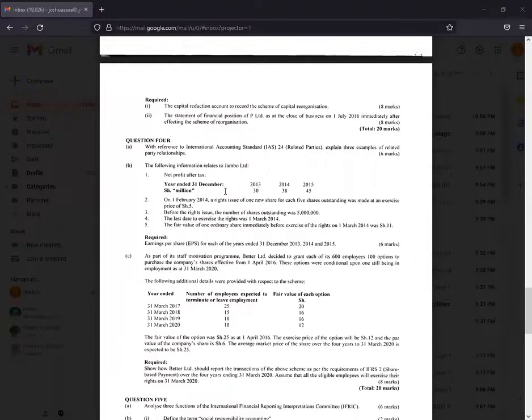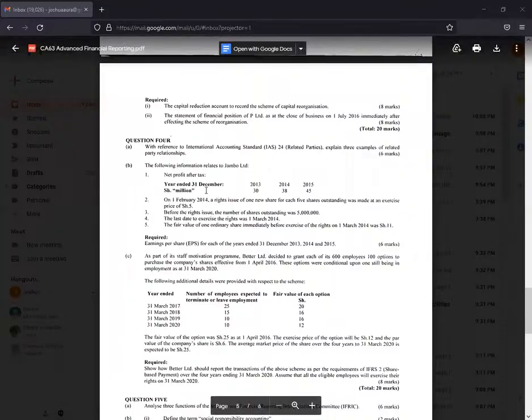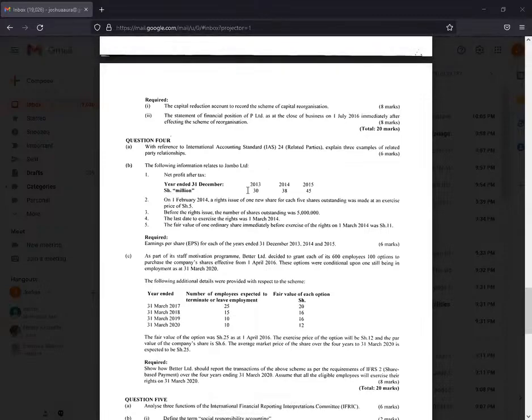So I'm told here the following information relates to Jumbo Limited. I can see the net profit after tax for 2013, 2014, 2015, in shillings millions. I'll do 2 of them today. I'll do one which is for basic EPS and one which is for diluted. Today, you guys are very lucky. So I can see the net profits after tax for the 3 years.